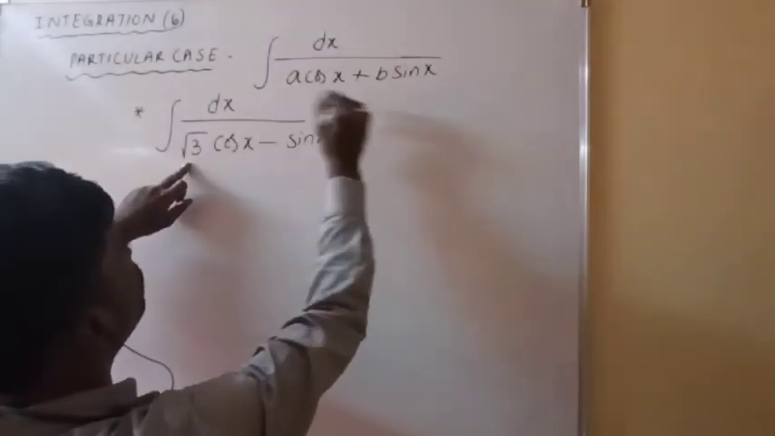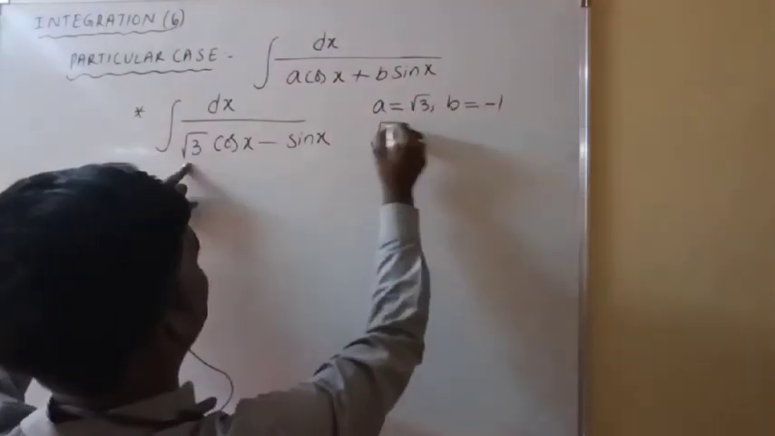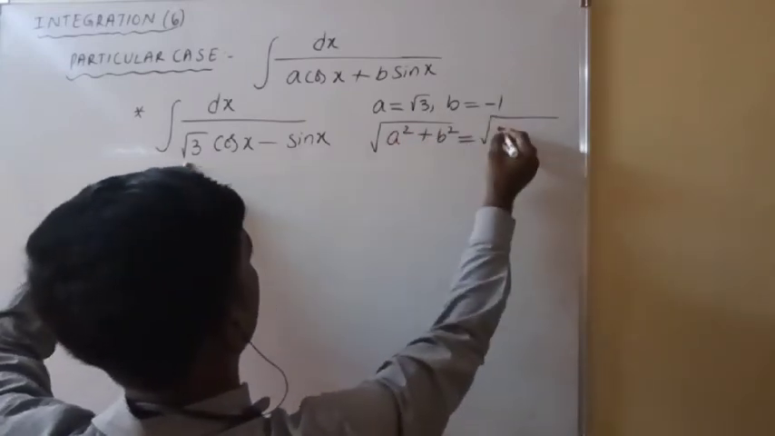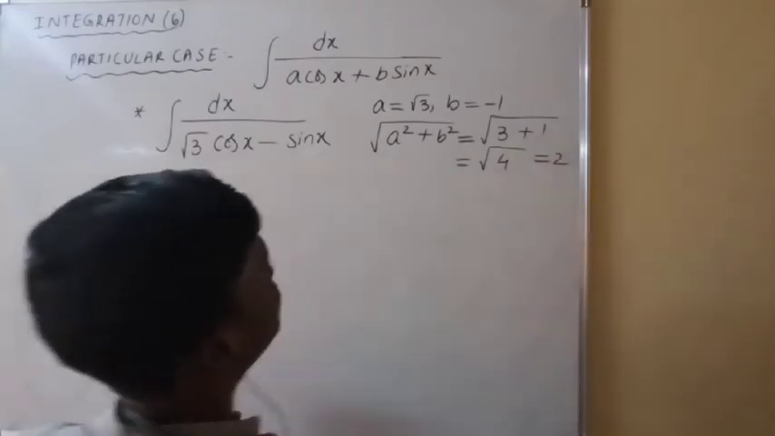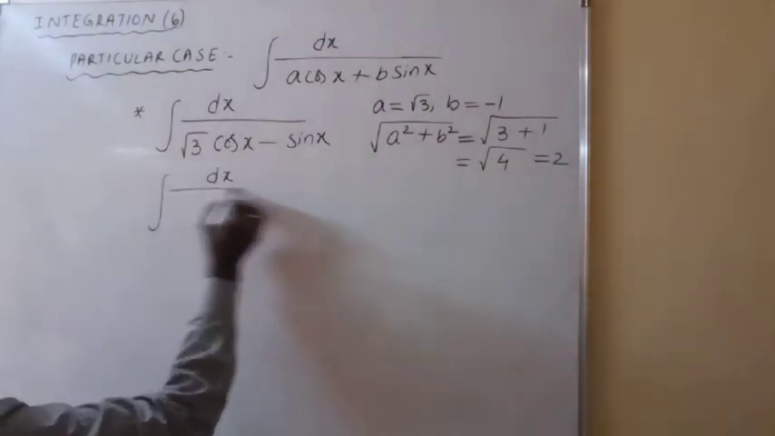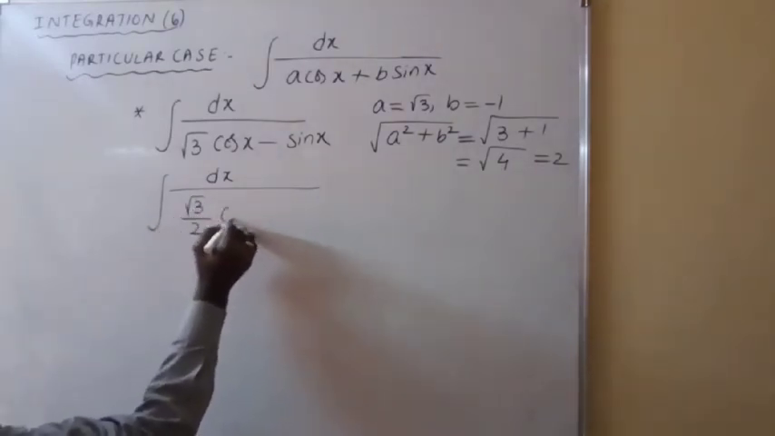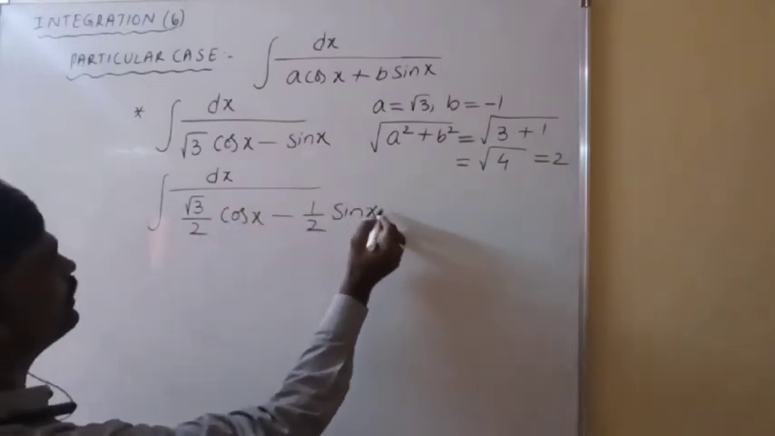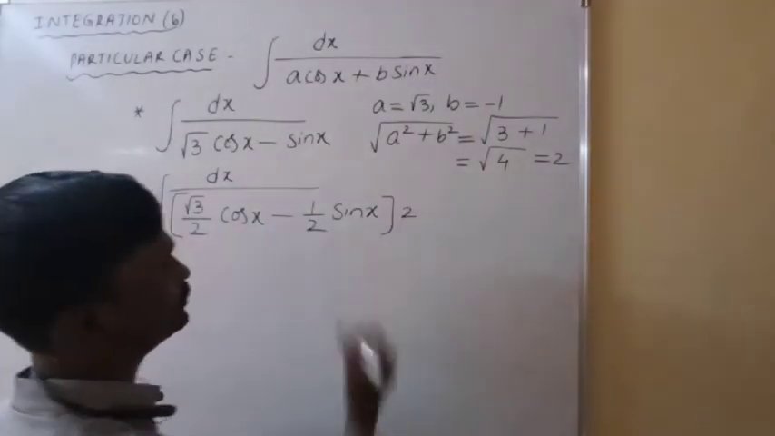So here what is the a value? Root 3. What is the b value? Minus 1. So what do you get for root of a square plus b square? a square is 3, b square is 1, so 3 plus 1 is 4, and the square root of 4 is 2. So first divide the denominator by 2 and then multiply by 2. Dividing by 2, we get root 3 by 2 into cos x minus 1 by 2 into sin x. I divided by 2 in the denominator and then multiplied by 2.